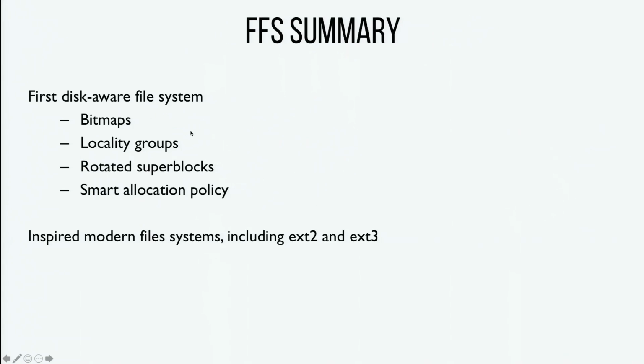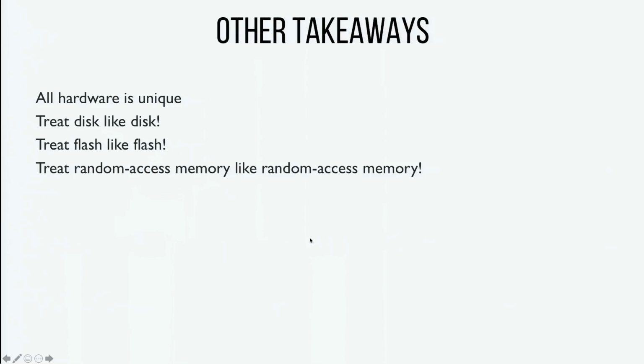Okay. So FFS came up with a bunch of new stuff to remember. It has this notion of bitmaps. It has the locality or cylinder groups. It has the rotated superblocks to help with reliability. And they did a lot with the smart allocation policy to keep inodes close to their data blocks. And these structures have really stuck around into modern systems, where you'll see a lot of that same terminology and ideas in the EXT family of file systems, EXT 2 and 3.